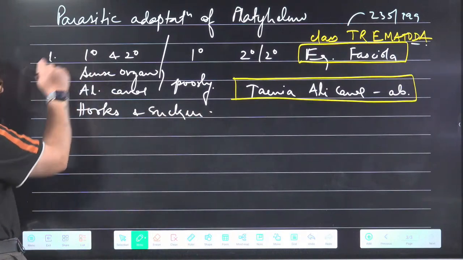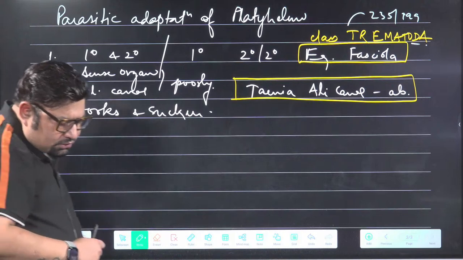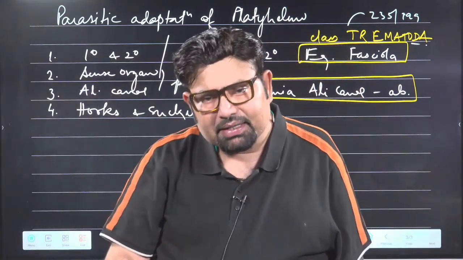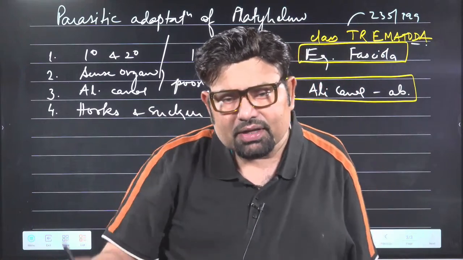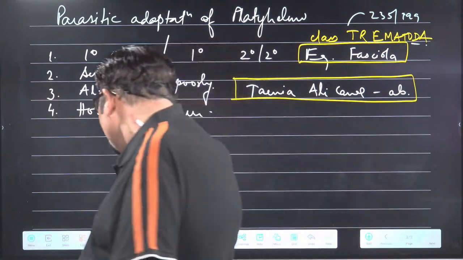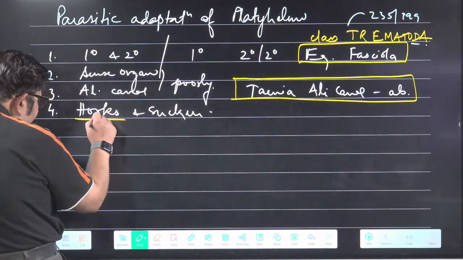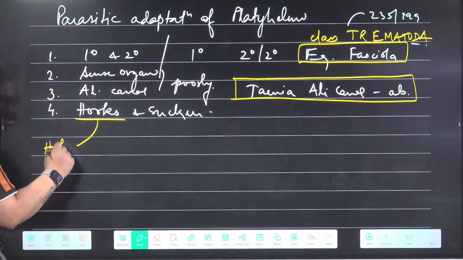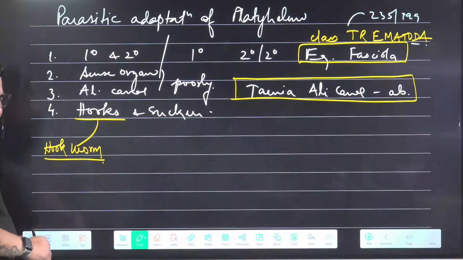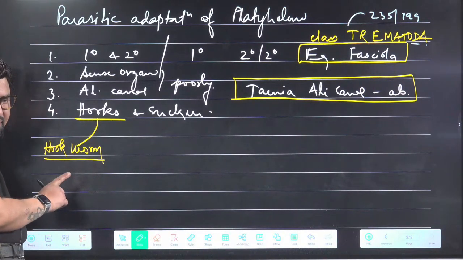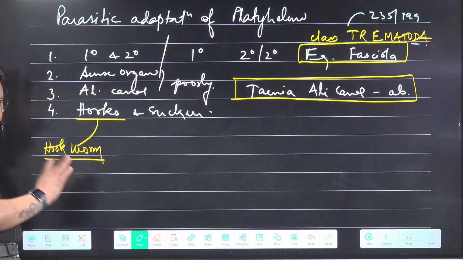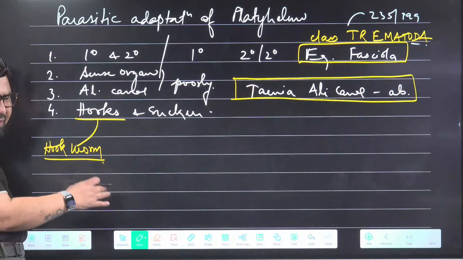We have enumerated that hooks and suckers are present in this phylum. Now, one or two years back, I was seeing one boy, and as I explained, most of the students follow this. I saw he had followed this and written hooks and suckers, and here it was written hookworm. So I just saw the notes and told him, no, hookworm is not a flatworm. It is a nematode. He said, yes, sir, I know. Actually, sir, I made a mistake.